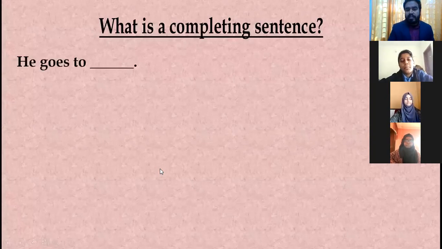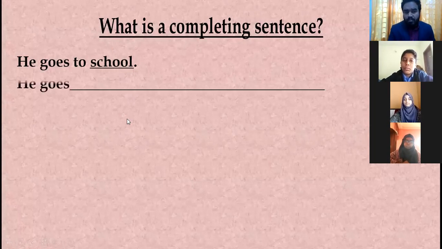What is a completing sentence? At first, we will learn the definition of completing sentence. What does it mean actually? You can see here, he goes to school. I have placed there only school. That doesn't mean that this is a completing sentence, because I have used there only a single word.